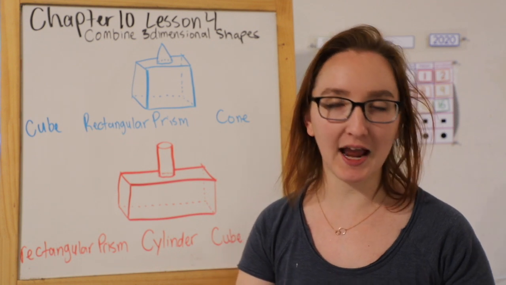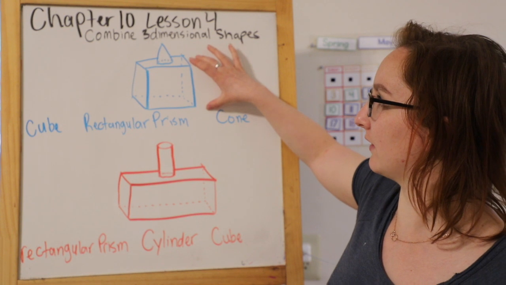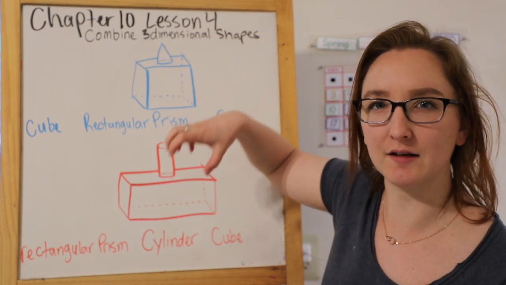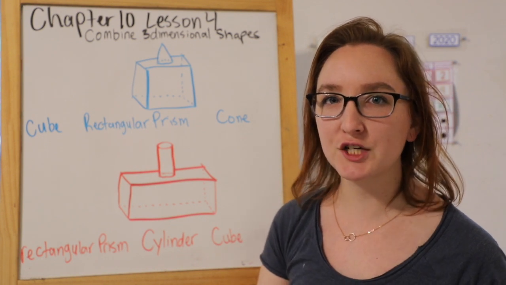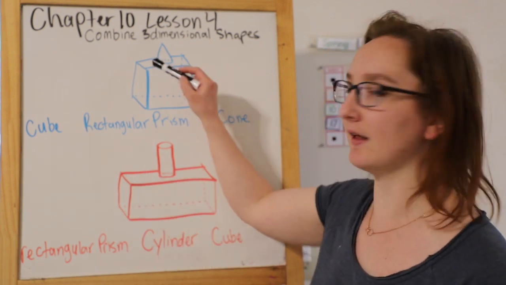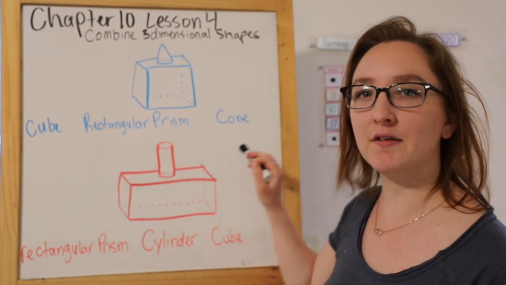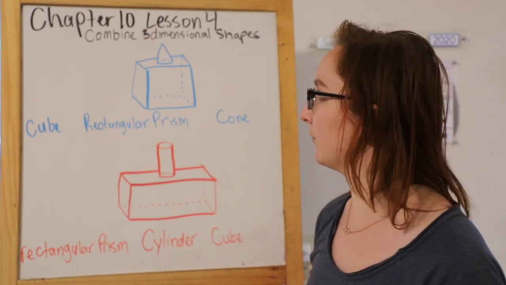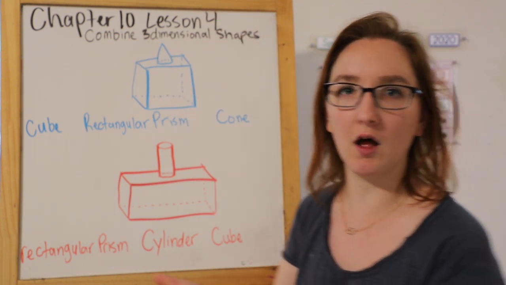Alright, so we're looking at our shapes right up here, and we have these two shapes put together, stacked up on each other, and we need to decide which two shapes are in this composite shape. So is it going to be our cube, rectangular prism, or cone? First we're going to look at the big one that's starting us all off.